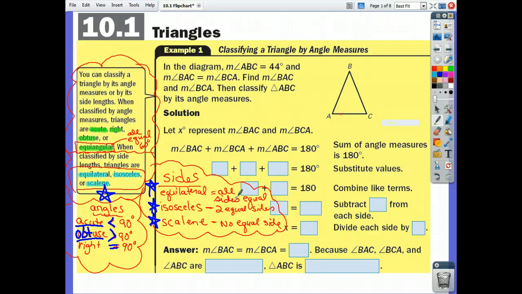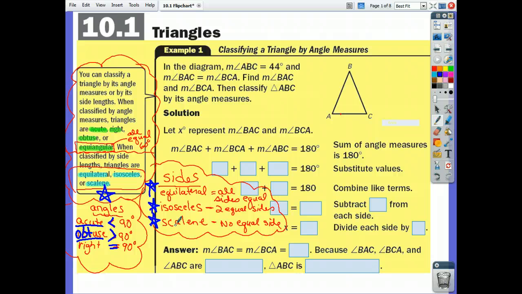So make sure you get these three in your notes. If it's an isosceles, two sides are equal. If it is a scalene triangle, none of the sides are the same. It has no equal sides. All right, so if you're classifying by angles, these are your three choices: acute, obtuse, or right. If you classify it by sides, you'll have to tell me if it's either equilateral, isosceles, or scalene.